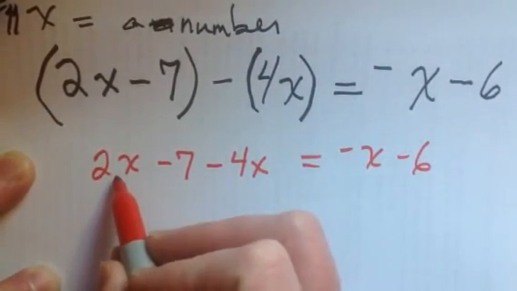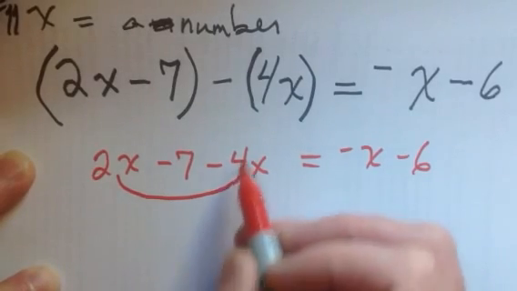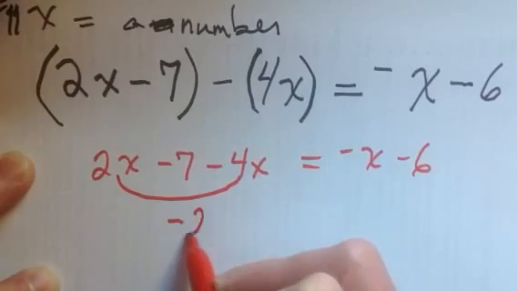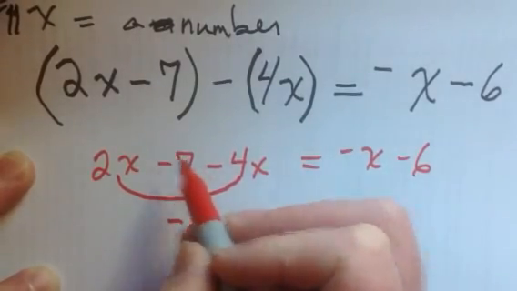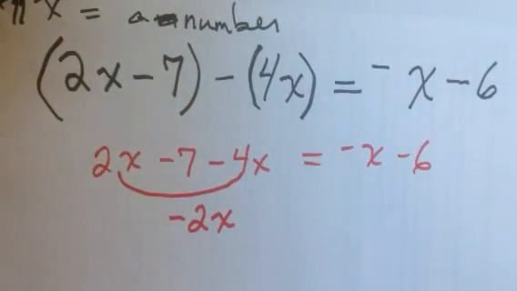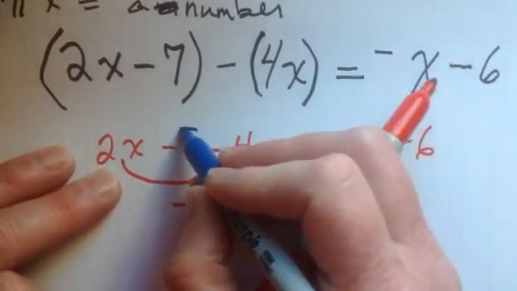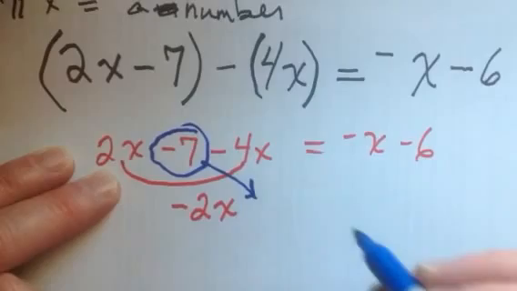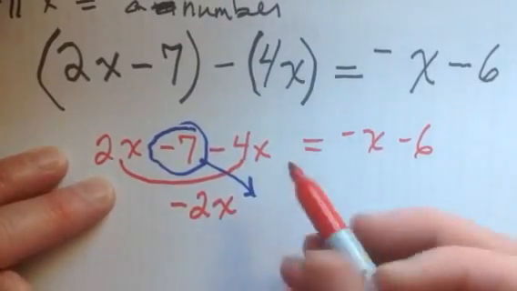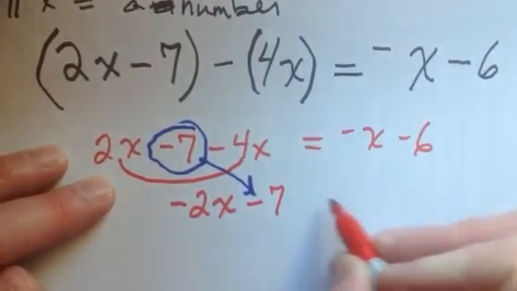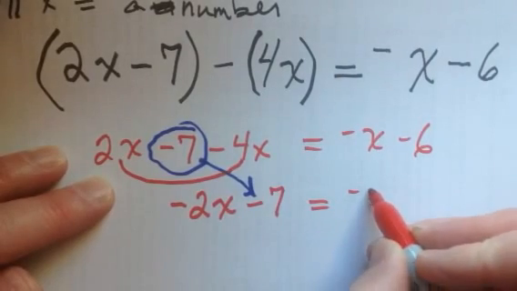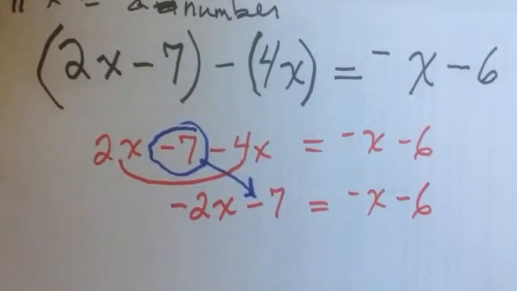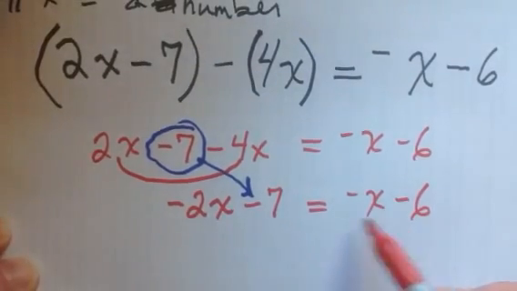So we can combine these two. We've got a negative 4x, positive 2x, that makes a negative 2x. Let's not forget about our 7, so we have to remember to bring that 7 down, and remember that it's negative. Equals negative x minus 6. Okay, now we need to try to get this x over to this side.